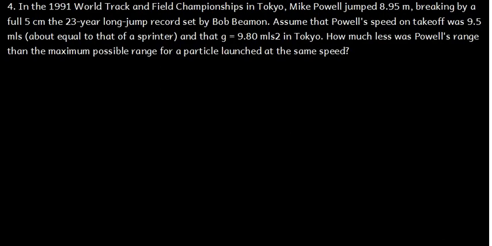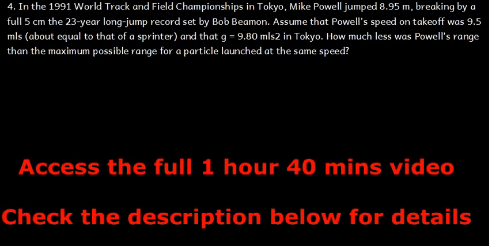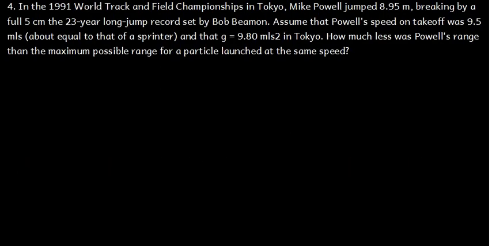Number 4. In the 1991 World Track and Field Championship in Tokyo, Michael Powell jumped 8.9 meters, breaking by a full 5 centimeters the 23-year-old long jump record set by Bob Beamon. Assume that Powell's speed on takeoff was 9.5 meters per second, about equal to that of a sprinter, and that g is 9.8 meters per second squared in Tokyo. How much less was Powell's range than the maximum possible range for a particle launched at the same speed?